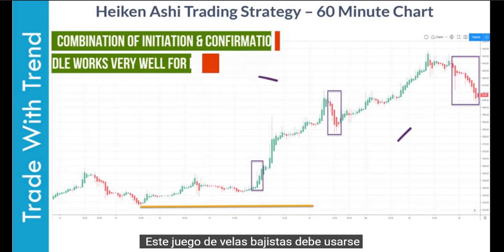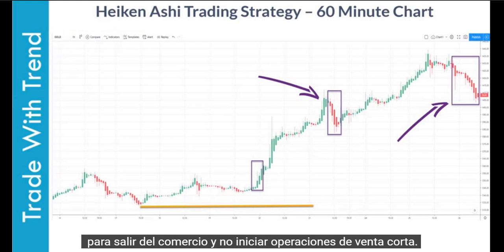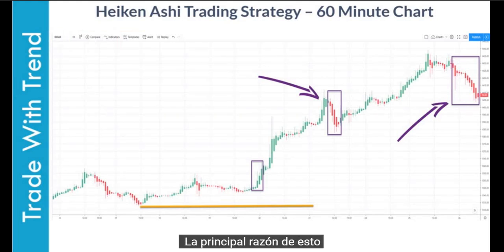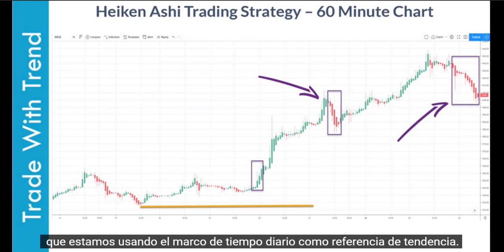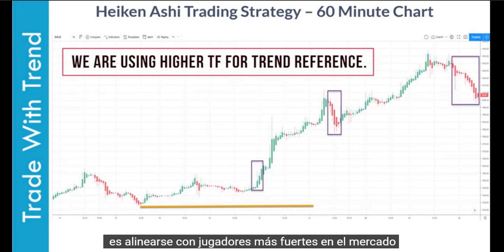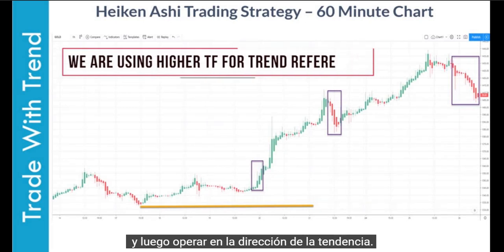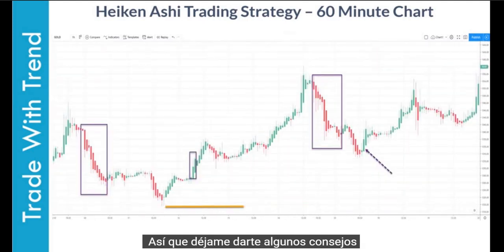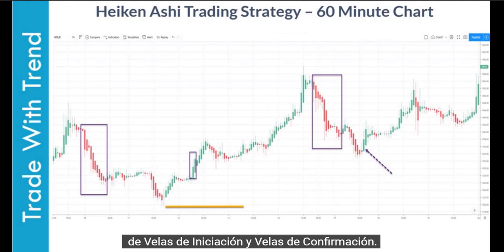These set of bearish candles have to be used to exit the trade and not to initiate short sell trades. The main reason for this being that we are using daily time frame as trend reference. The whole idea here is to align with stronger players in the market and then to trade in the direction of trend.